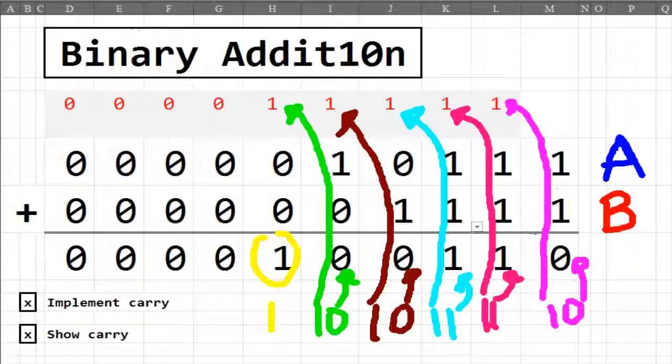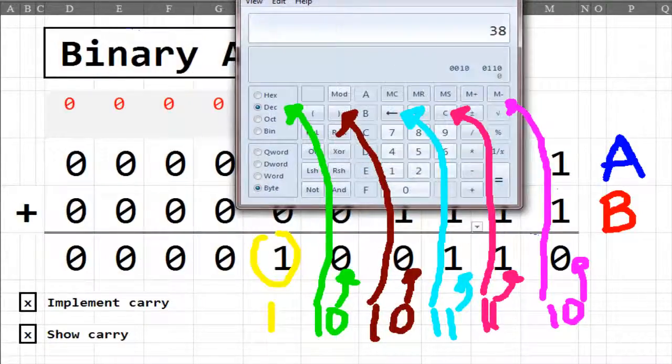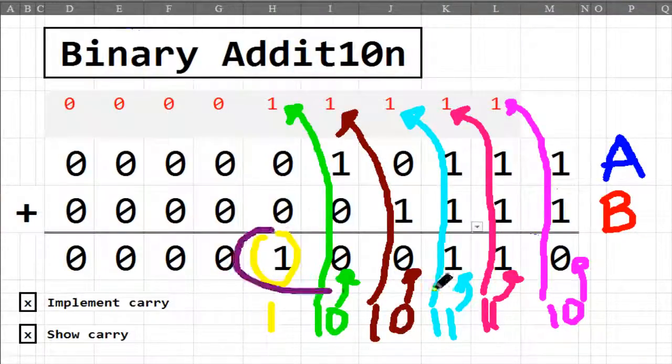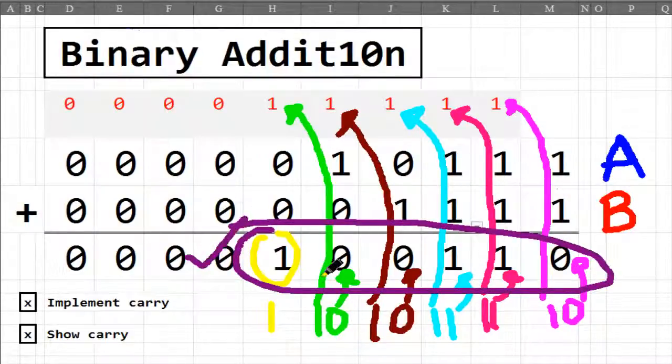And double check our work. The number 38 is 1, 0, 0, 1, 1, 0. So the answer of 38 is correct.